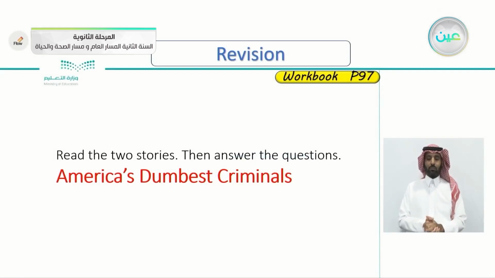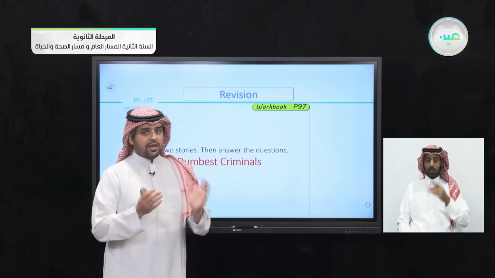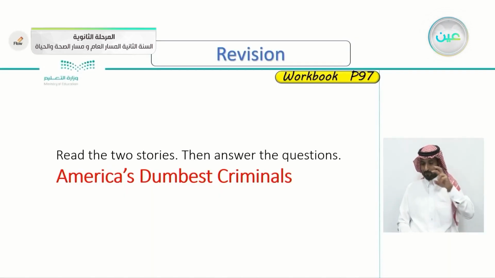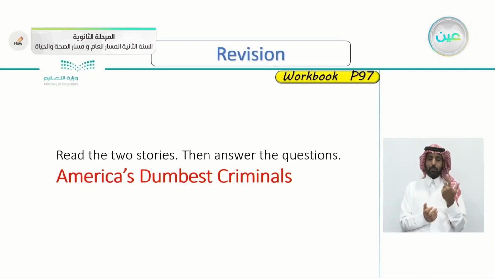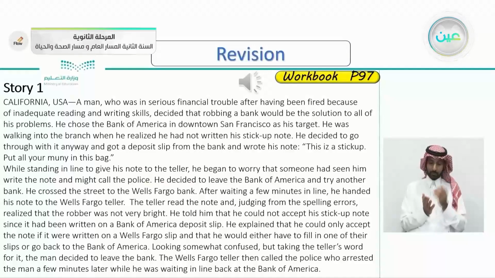So now we will be reading two stories, then answering questions about them. America's dumbest criminals. Again, we'll be reading about foolish or dumb criminals, as the article suggests here. It's in the workbook, page 97. So open your workbook, page 97, and look at these articles. This is the first story, which happened in California, USA. Let's listen together.